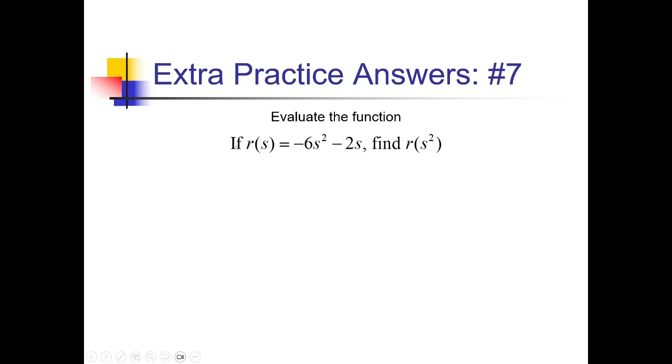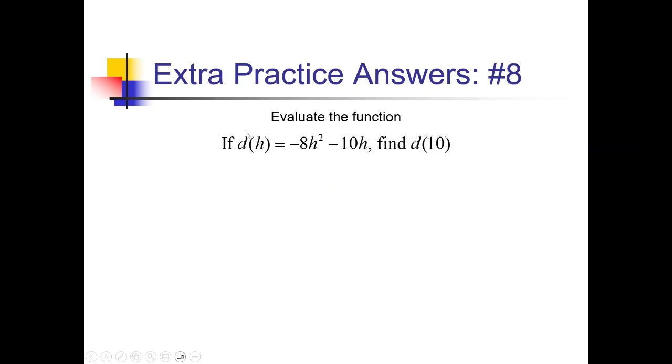For number 7, we have the r function, and we are plugging s squared in for s. So this is kind of tricky. So I'm going to write negative 6, and then in parentheses, s squared squared. So this s gets replaced by an s squared. We still have the original squared there. Minus, now we have 2 times s squared. So s squared squared is going to be s to the 4th. We multiply the exponents. So we have negative 6 s to the 4th, and then we'll just have minus 2s squared, nothing fancy going on over there.